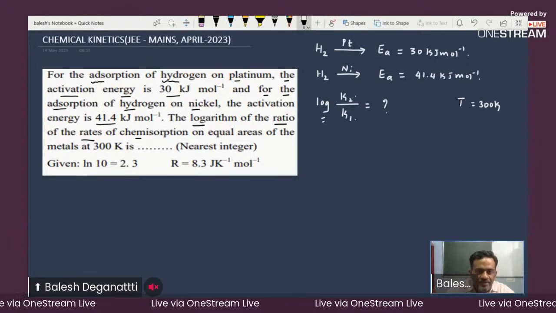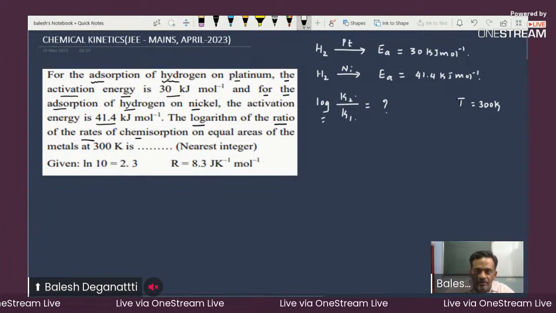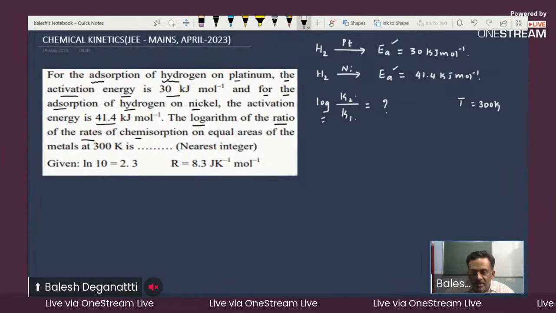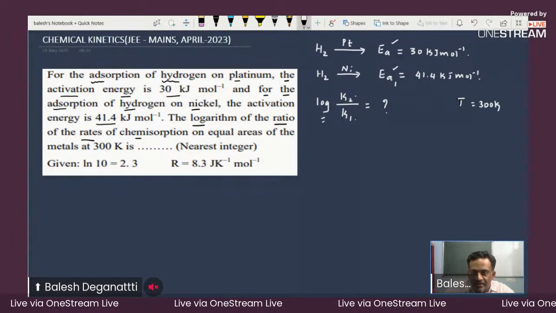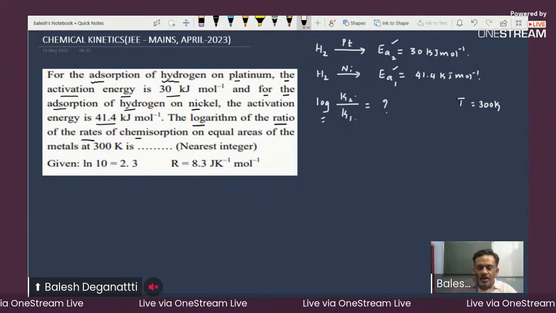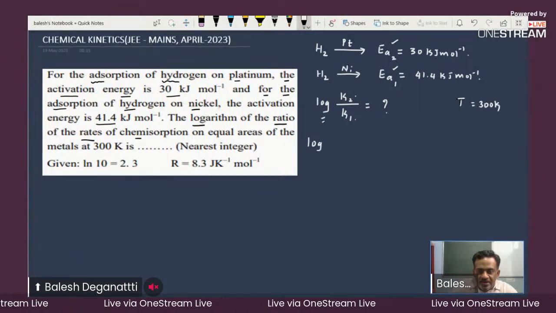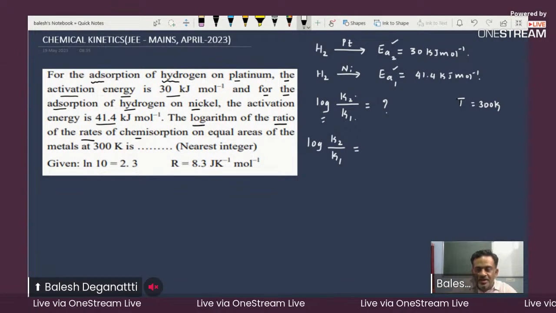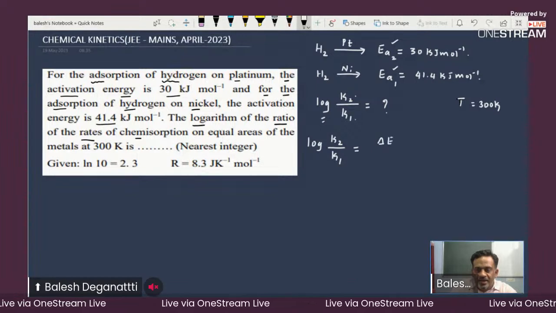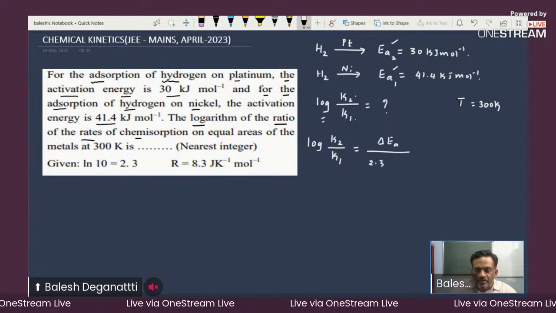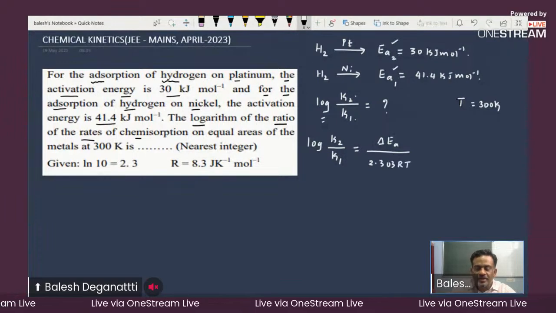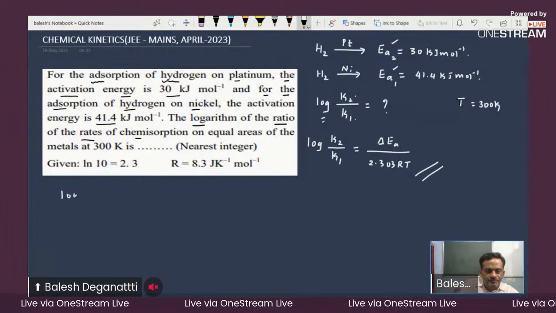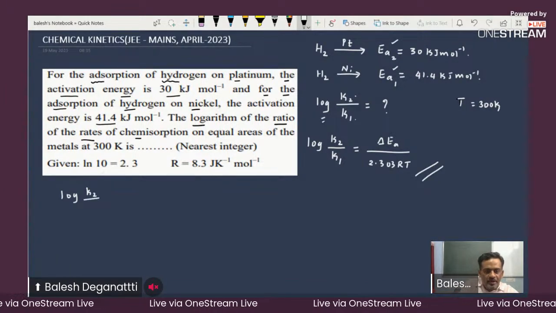They have given the ln 10 value as well as the R value. So here we have two reactions and two energies of activation. The higher one I will take as EA1 and the other as EA2. So now the standard formula that we have is log K2 by K1 equal to delta EA by 2.303 R into T. This is the formula you need to remember. So log of K2 by K1 is asked.